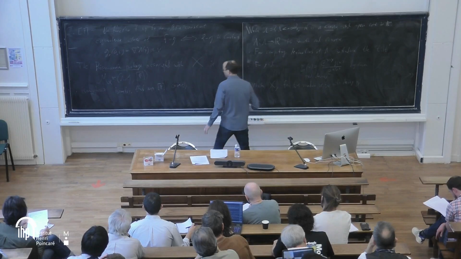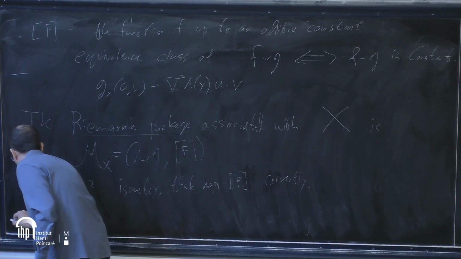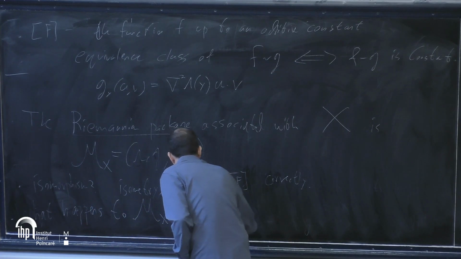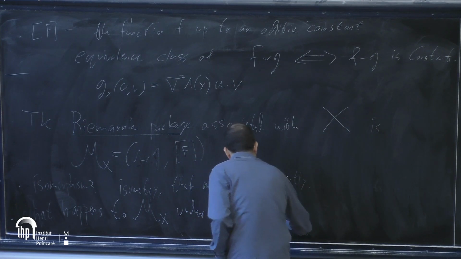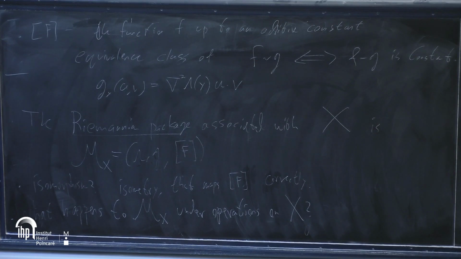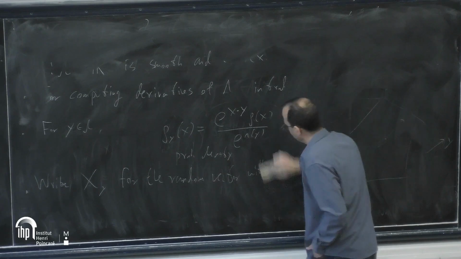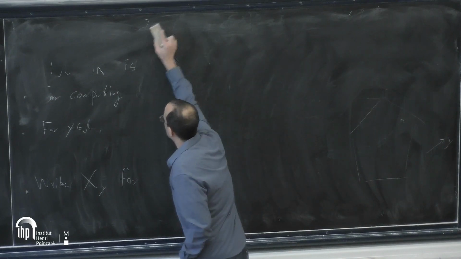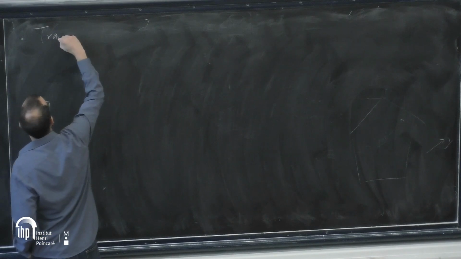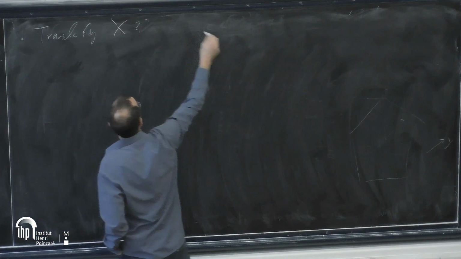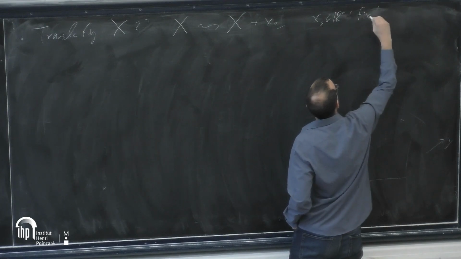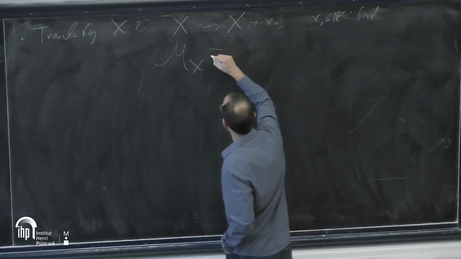Now what happens to the Riemannian package under various operations? For example, if we translate x, if I replace x by x plus some fixed vector x naught, what happens to the package? I think nothing. So actually really nothing happens. The isometry is just the identity map.